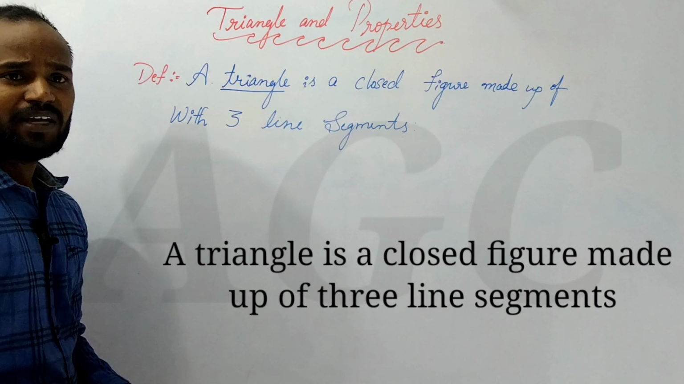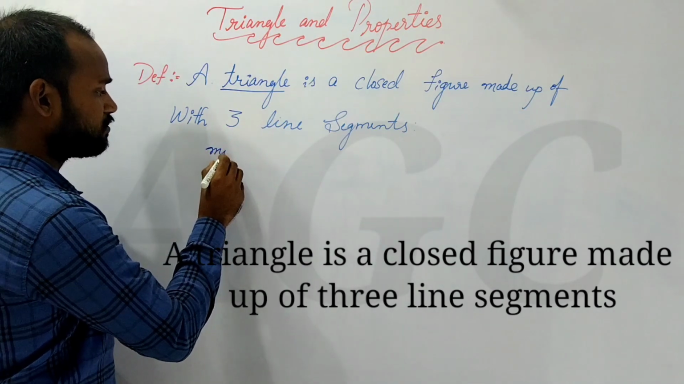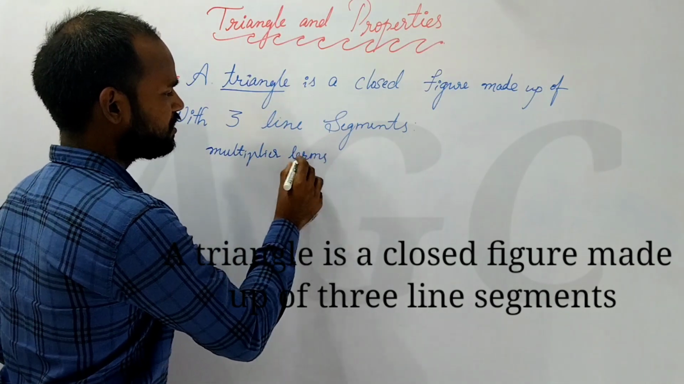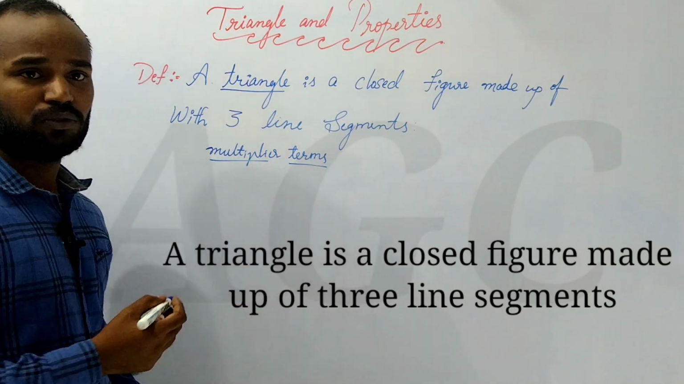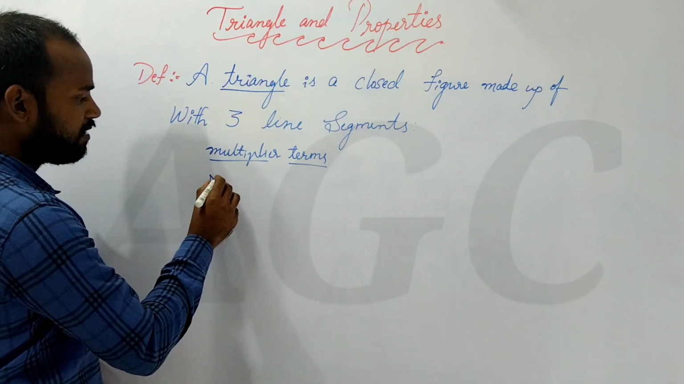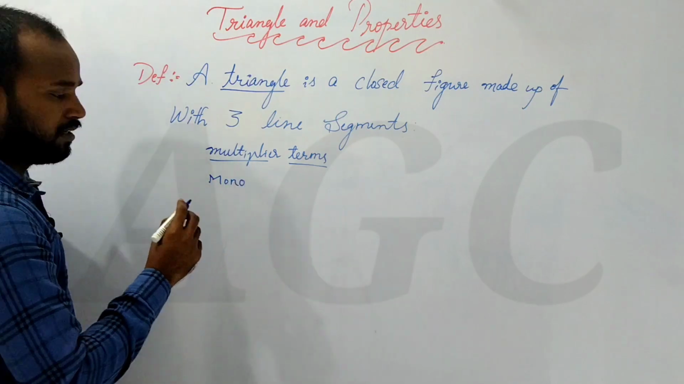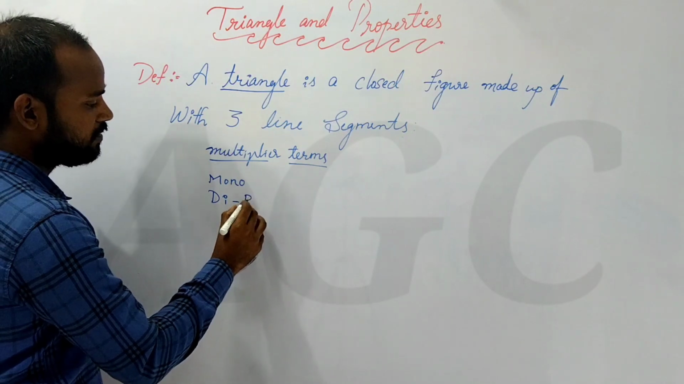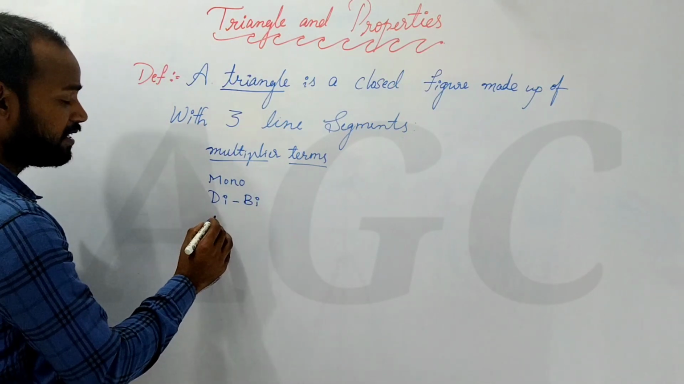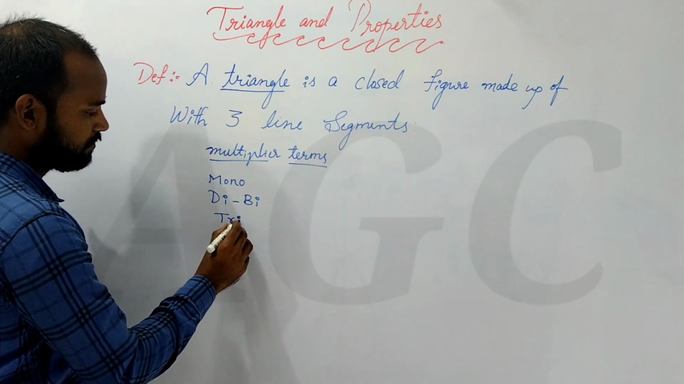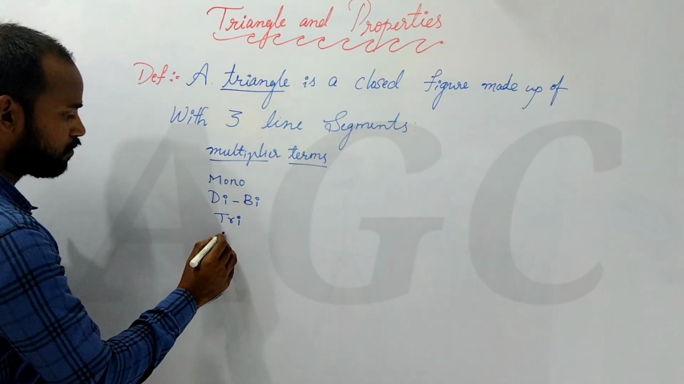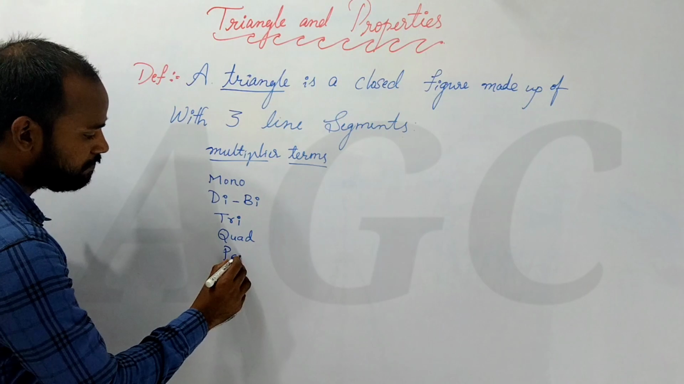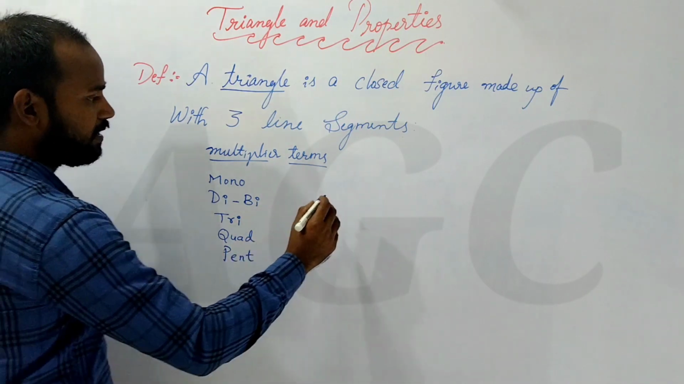First we have some multiplier terms. I will explain what these are, since throughout math we use these things. For single we use mono. For two things we use di or bi. For three things we use tri. Next, four things, quad. For five, pent. For six, hex.